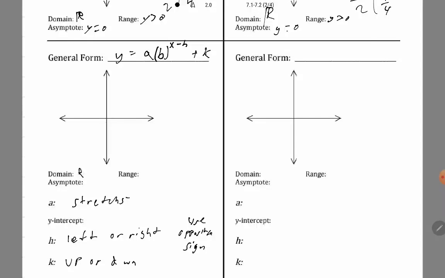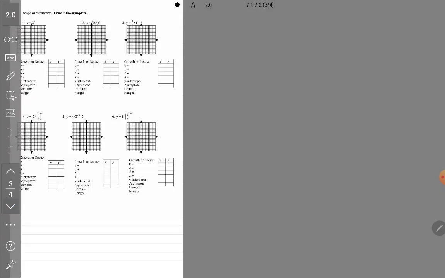Our domain is going to be all real numbers. Our range is going to be y values greater than k. And then our asymptote will be y equals k. Alright, let's do an example. Or 6 examples. There we go.